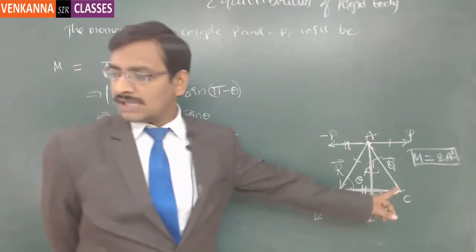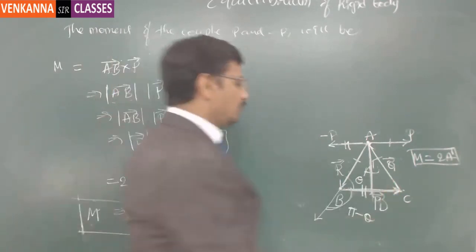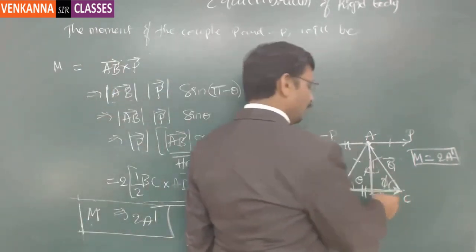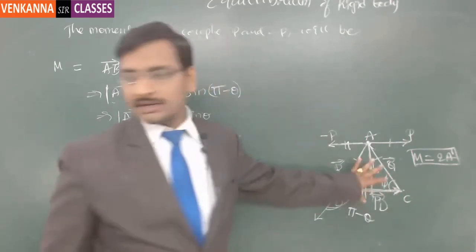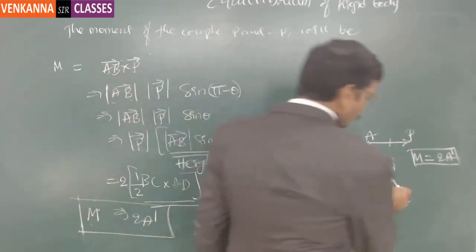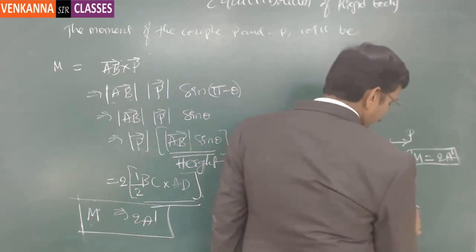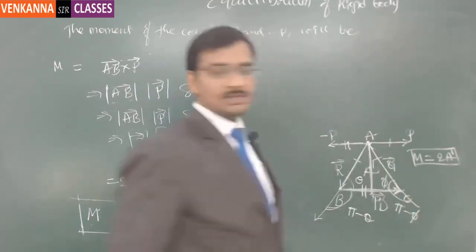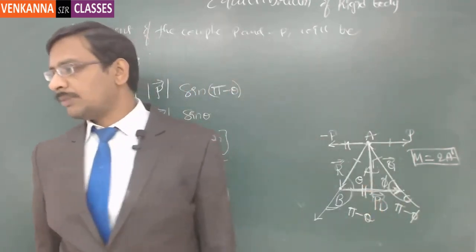Because AC sine theta, now theta will be this one. Suppose you take this as phi, then finally what you end up with is only the triangle area. So AC will be phi minus phi. The same answer you are going to get. Got it? Ramesh?